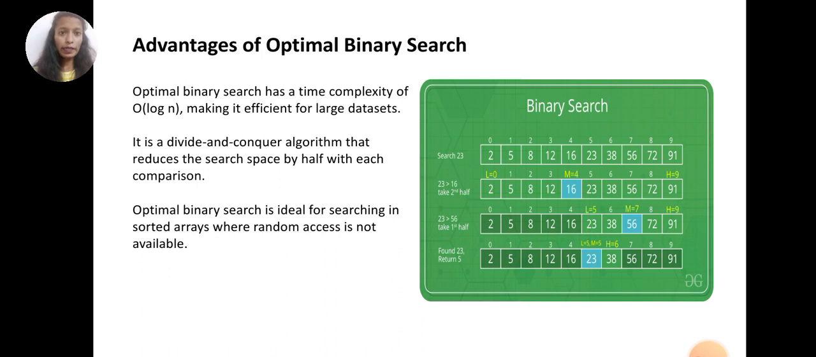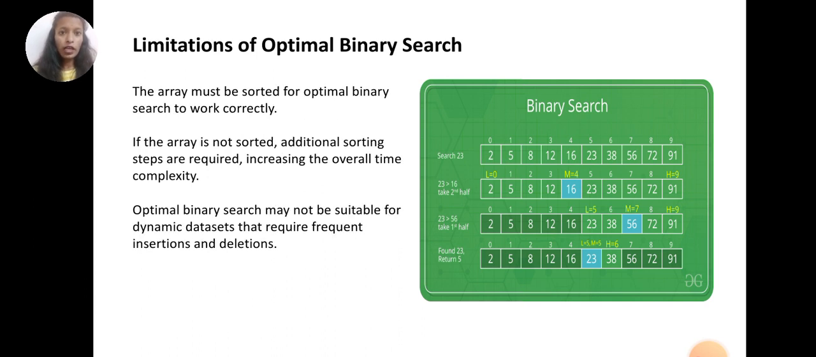Advantages of optimal binary search. Optimal binary search has a time complexity of O(log n), making it efficient for large data sets. It is a divide and conquer algorithm that reduces the search space by half with each comparison. Optimal binary search is ideal for searching in sorted arrays where random access is available.